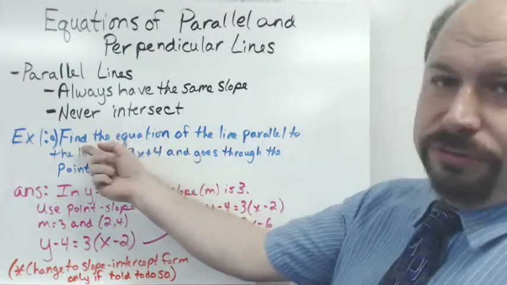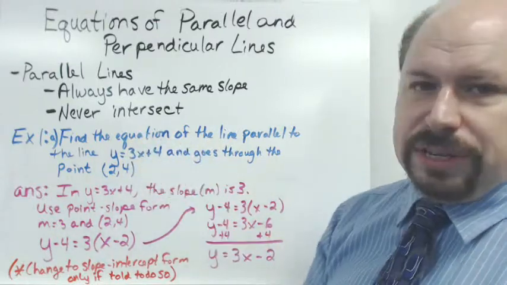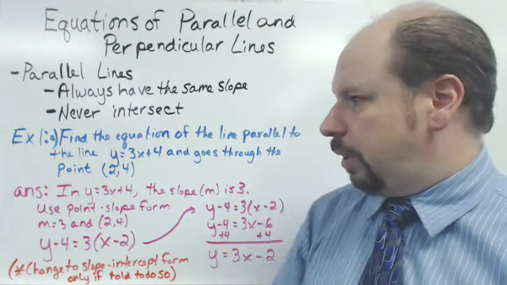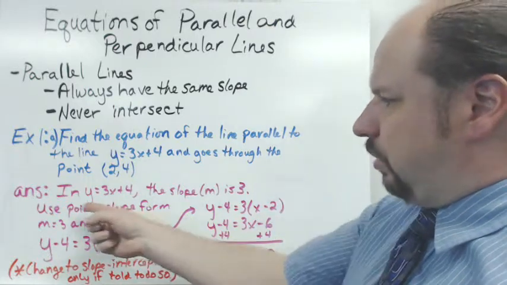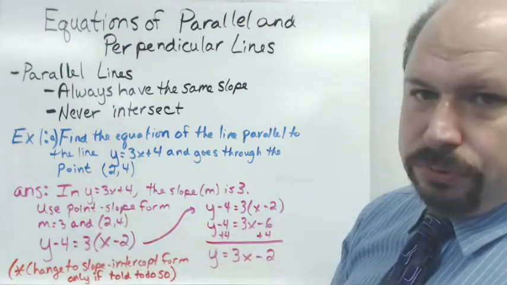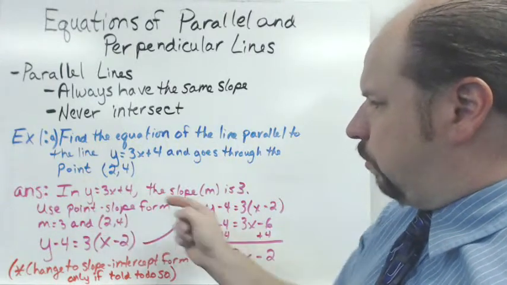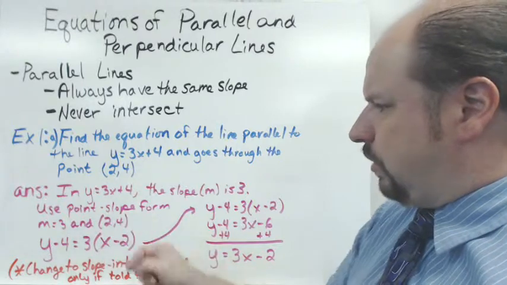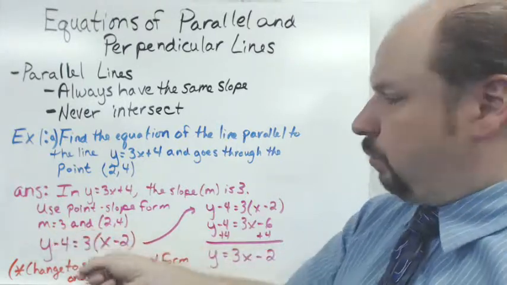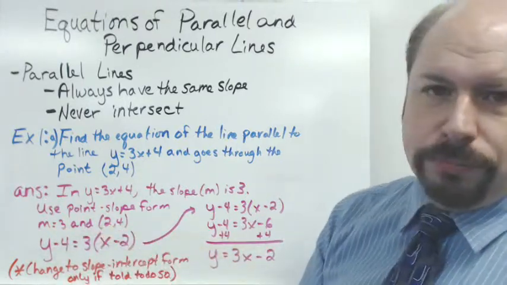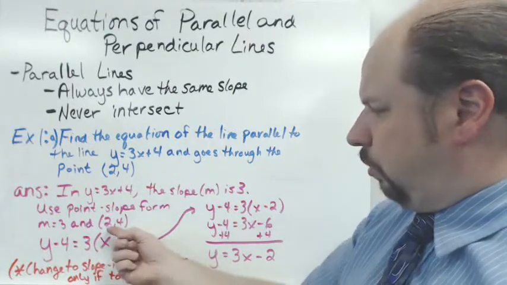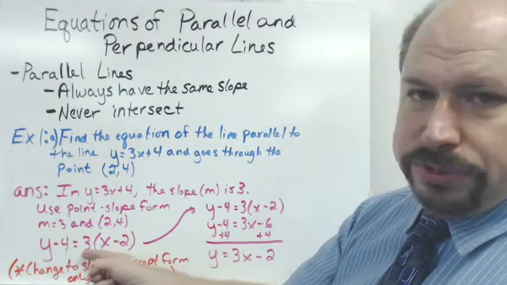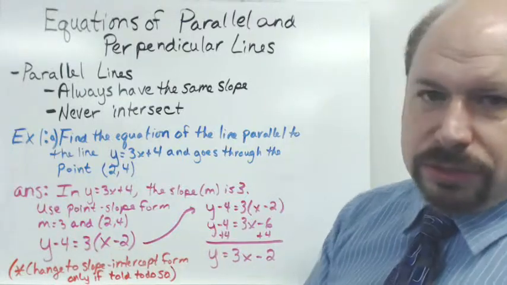Now notice here it just said find the equation. So it doesn't say what form we need to write it in, so we can use any form to write our equation. So my suggestion is use point-slope form. In y equals 3x plus 4, the slope m is 3. Use point-slope form using m equals 3 and the point (2, 4). So all we have to do, we have our x value, our y value. So y minus 4 equals 3 times the quantity x minus 2.